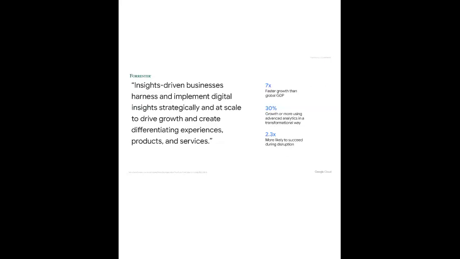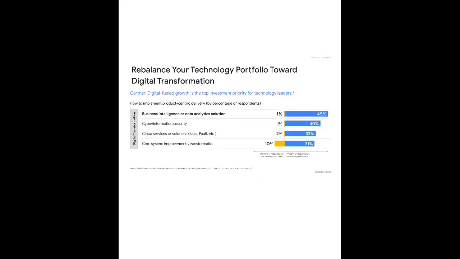What Gartner is seeing is that people are rebalancing their spending and their approach to their business to fuel digital transformation. Digital transformation is a phrase I hate because it really has no semantic meaning. It could mean basically anything. But what we're talking about specifically here is the use of data to fuel, grow, and drive competitive differentiation with your business. And what Gartner has seen is that a huge number of people are increasing their investment in business intelligence and data analytics. It's the top investment priority for tech leaders because of the value that they see as we go forward.